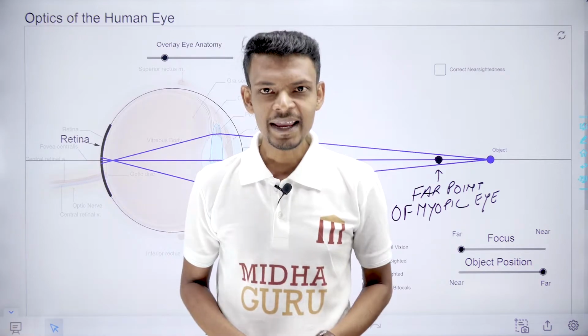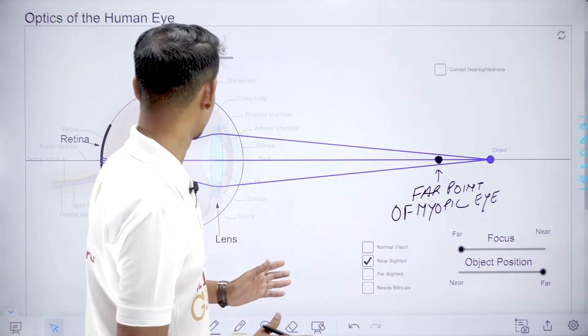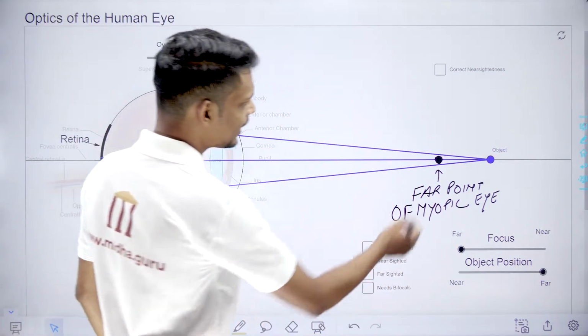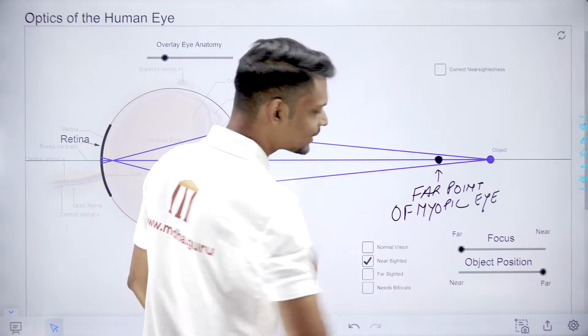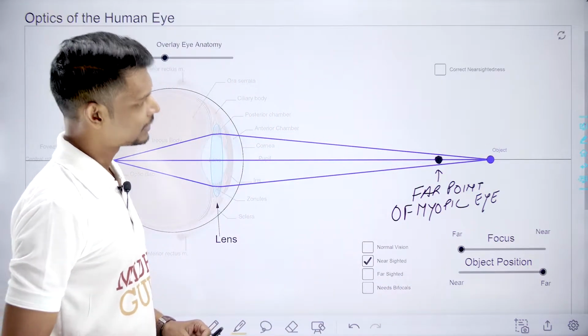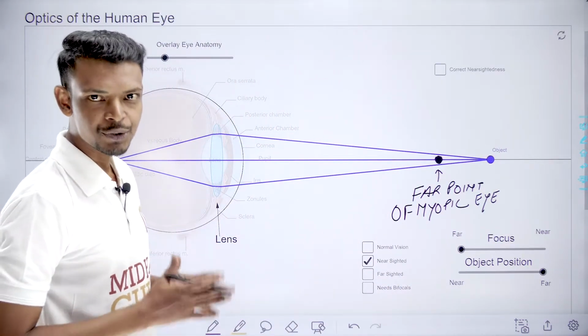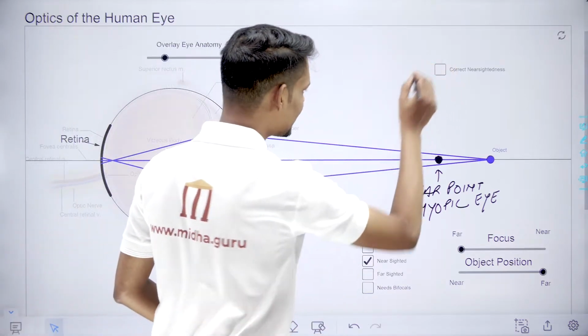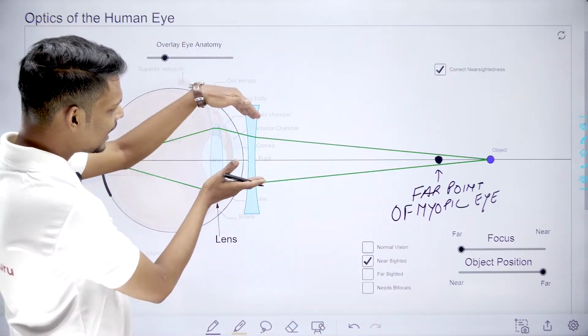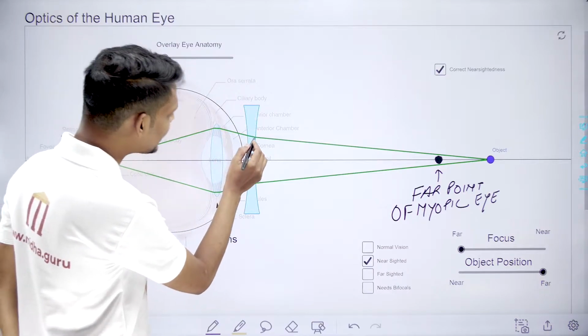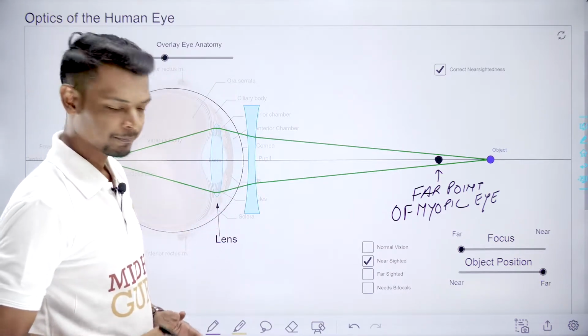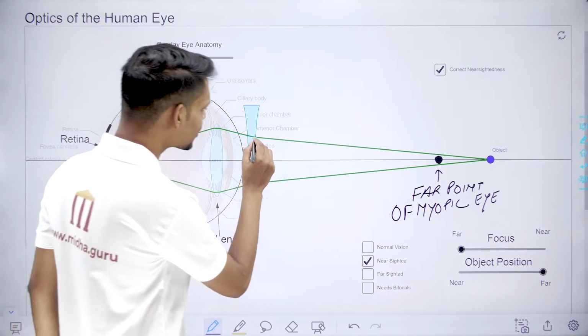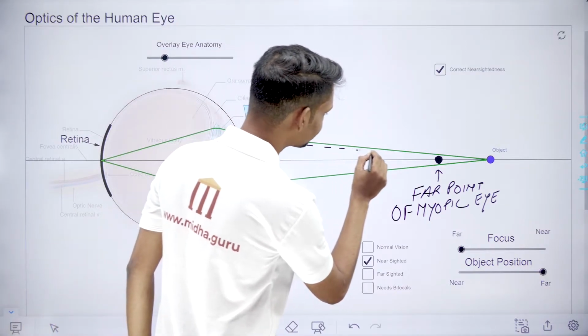Now here I have a pictorial description of a myopic eye. Here this is the far point and this object can be considered as a distant object. Now let us try to correct this defect using the concave lens. When I correct the defect, you can see that at the lens, the rays appear to diverge slightly. And when I draw back this projection, what happens you see?